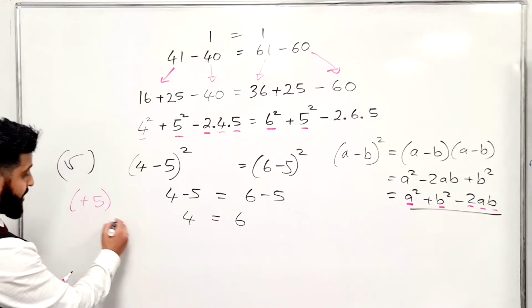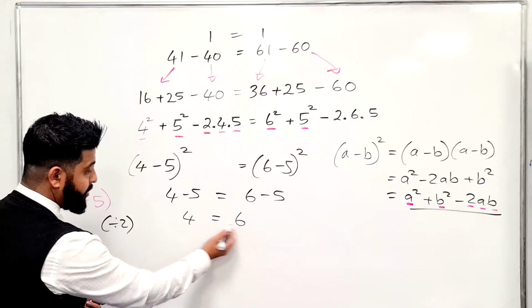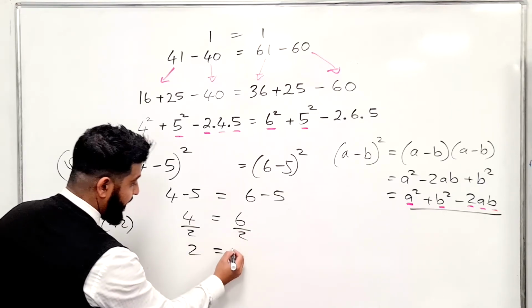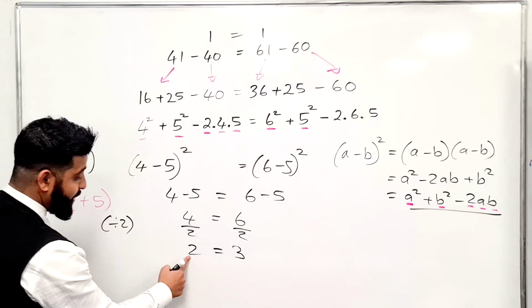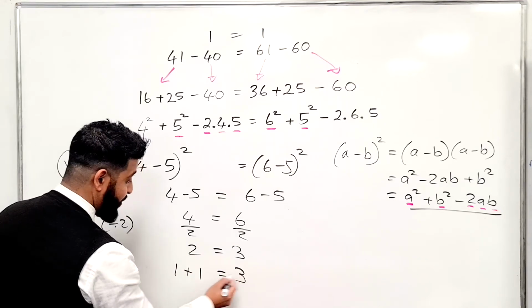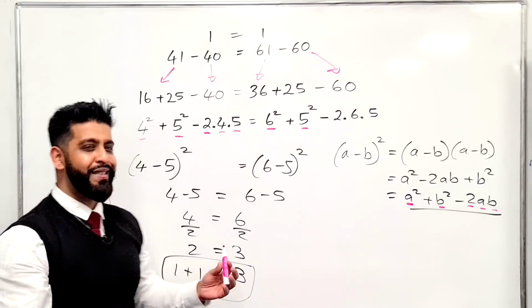Now I can just divide by 2. So I get 4 divided by 2 and 6 divided by 2, that equals 2, and that is equal to 3. And obviously we've got 2 here, which is written as 1 plus 1, and that's equal to 3. So here I've proved to you that 1 plus 1 is equal to 3.